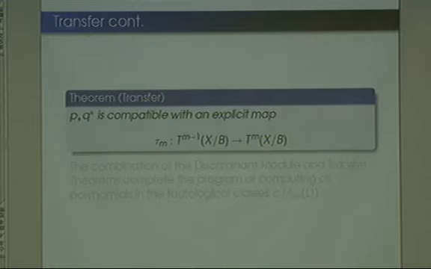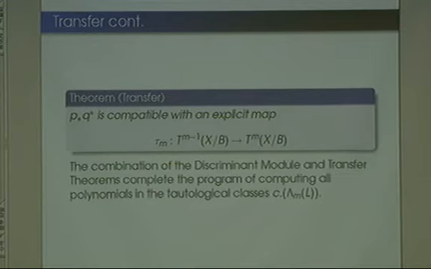So one can write this down, and then, as I already alluded to, if you combine this transfer result with the fact about discriminant modules, together with these two, you can compute any polynomial in the Chern classes of the tautological bundle. So in some sense, at least in principle, we can completely understand the intersection theory of this relative Hilbert scheme.